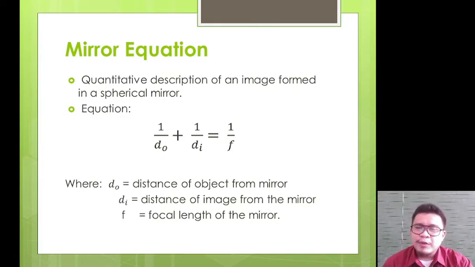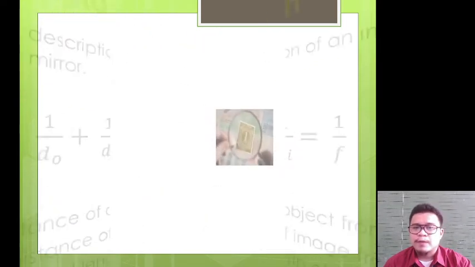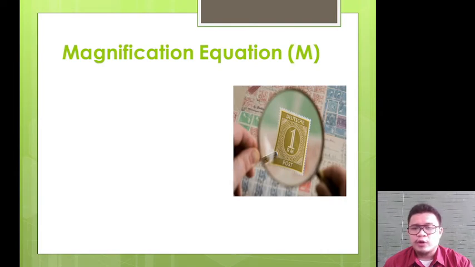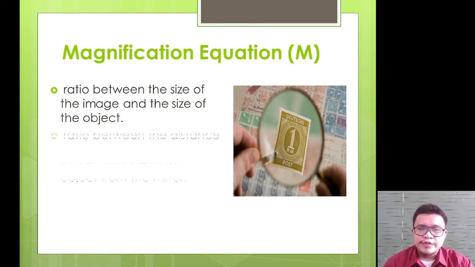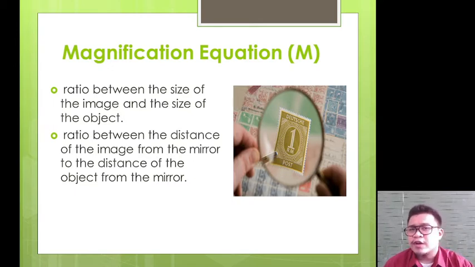So, in order to complete our description of the image formed by spherical mirrors, we also have another equation that we call the magnification equation. Now, in a magnification equation, or M, magnification simply means the ratio between the size of the image and the size of the object. Or, in other terms, it could also be the ratio between the distance of the image from the mirror as well as the distance of the object from the mirror. Now, magnification just simply tells us how big or how small an image gets when an object is placed in front of a concave or a convex mirror.